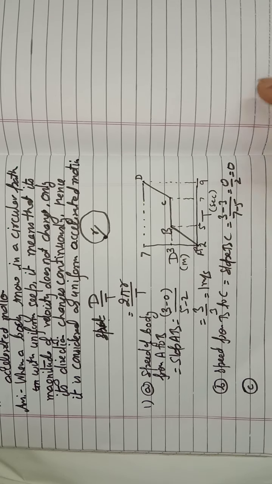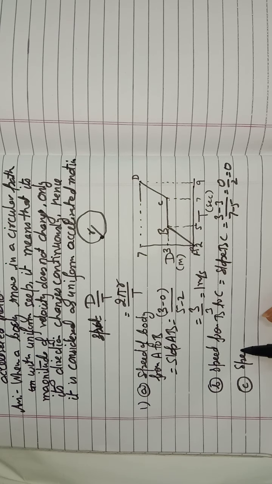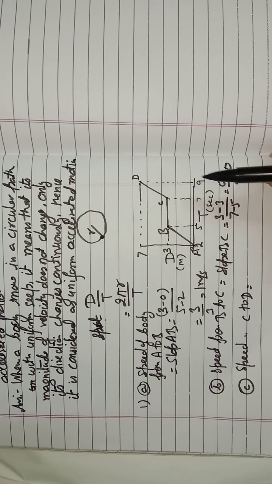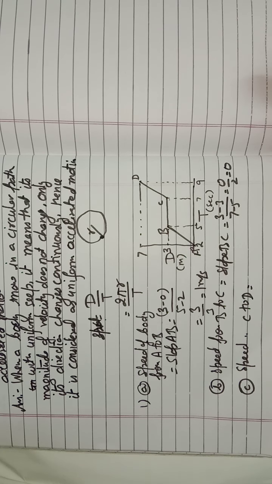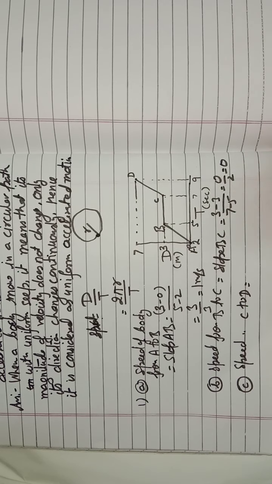Now the C point. Find the speed from C to D. Now they have to find the speed from C to D. You can pause the video and try yourself. Can you do this question? And then after playing this video, you can clarify whether you are correct or not.